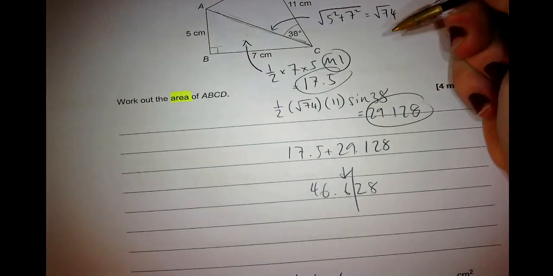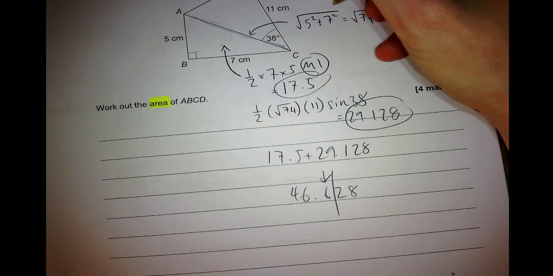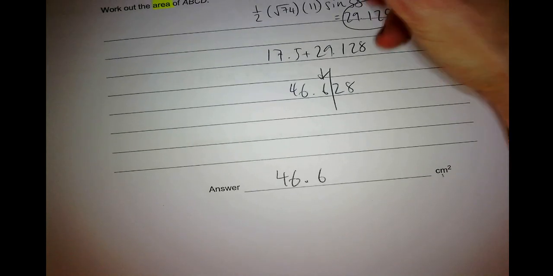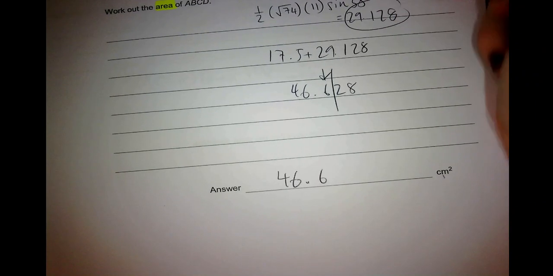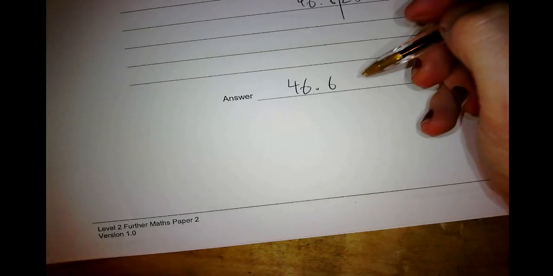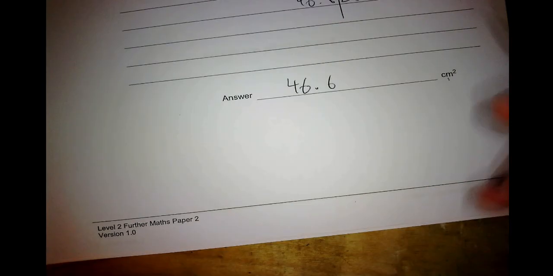You would get 1 mark for half times 7 times 5. You would get 1 mark for square root of 5 squared plus 7 squared. 1 mark for half times root 74 times 11 sine 38. And then full marks for anything between 46.63 and 46.6.